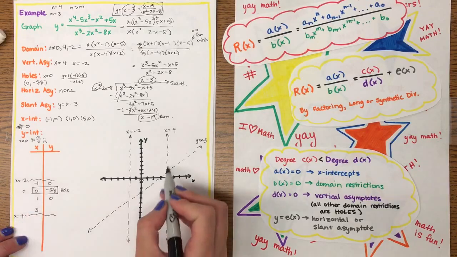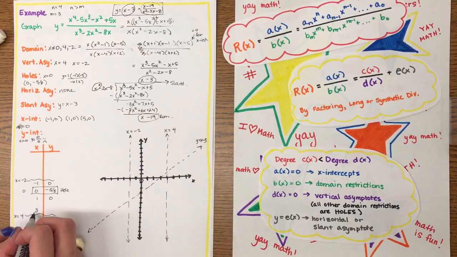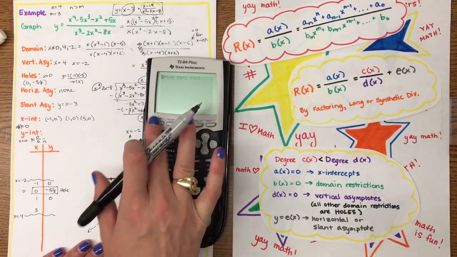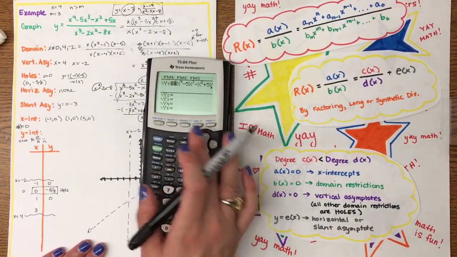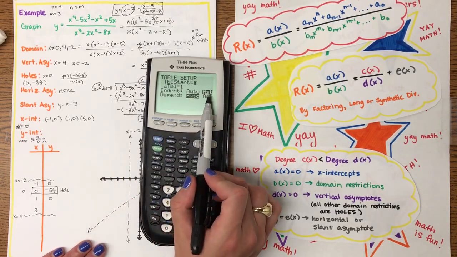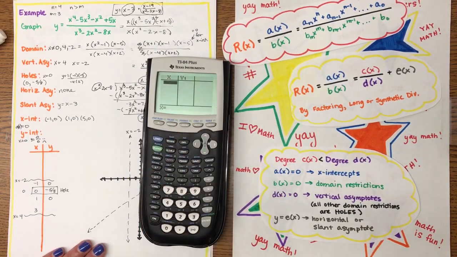I want to have another point close to this intercept, so I'm going to plug in 3. I'm going to go to my calculator, input the equation into y1, make sure my table is set to ask, and then I'm going to input values. I'm just going to check negative 1 and 1. They're both 0. I'm also going to check 0. I should have an error, which I do.